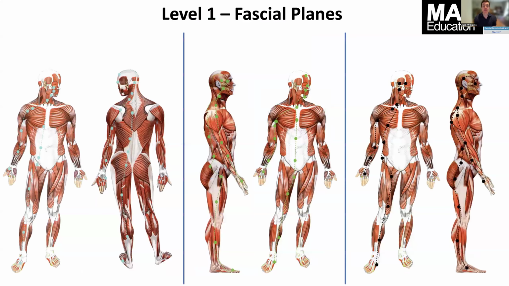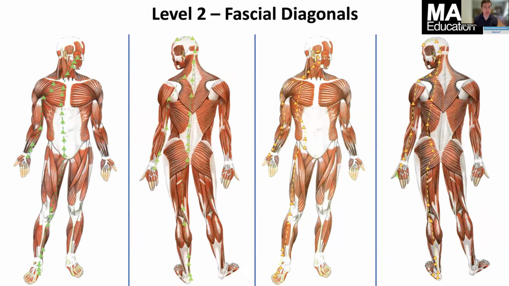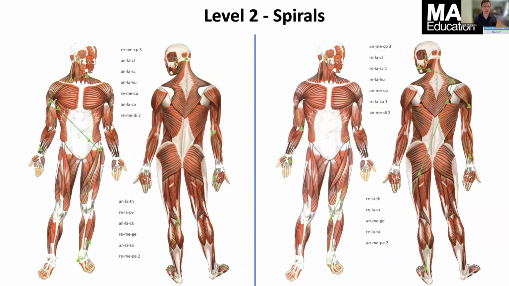Now, fascial manipulation is taught in 4 levels, and level 1 and 2 develop the musculoskeletal model. So in level 1, we learn about the fascial planes and the intimate connection between fascia and muscles associated with a particular direction of movement. In level 2, we learn about the fascial diagonals and spirals that helped us to better understand complex movement in the human body.